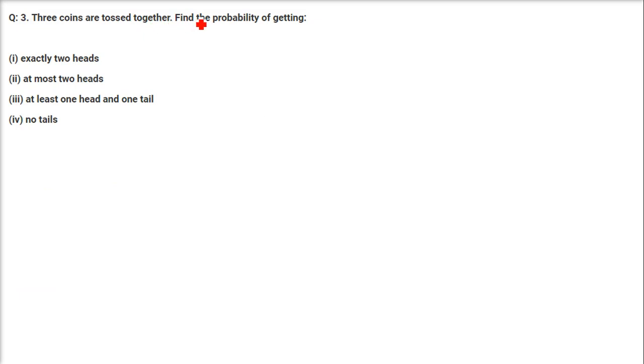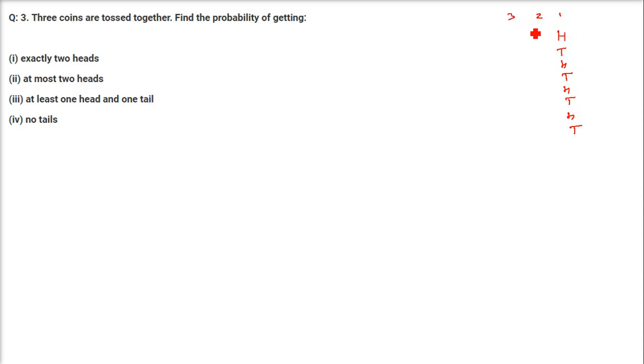3 coins are tossed together. Find the probability of getting exactly 2 heads, at most 2 heads, at least 1 head and 1 tail, and no tails. Here I'll make the formations first. 3 coins are there, so H, T, H, T, H, T, head, tail. A coin can give you head or tail. So I have to make 3 rows, 1, 2 and 3.